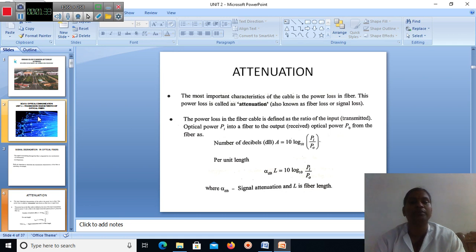The power loss in the fiber cable is defined by the ratio of the input transmitted optical power Pi to the optical output power P0 from the fiber, described in decibels. It means A is equal to 10 log of Pi divided by P0. We can represent the attenuation in terms of dB: alpha dB times L is equal to 10 log10 of Pi divided by P0, where alpha dB is the signal attenuation and L is the fiber length.